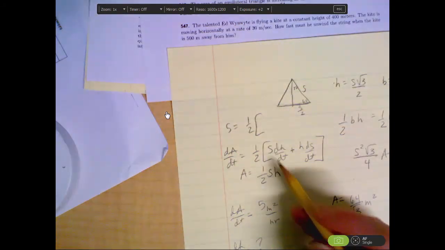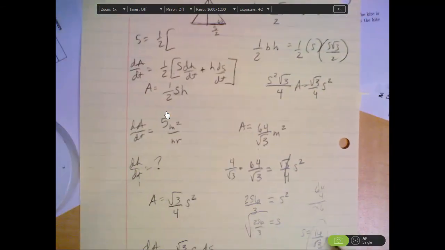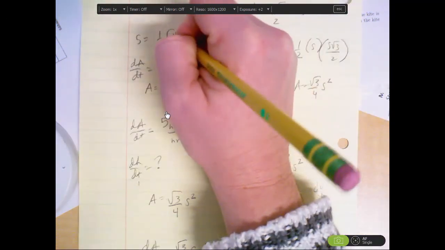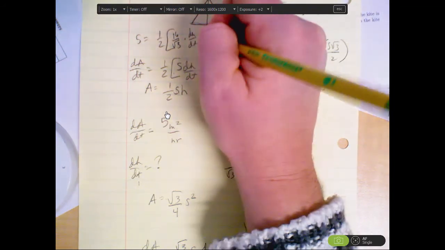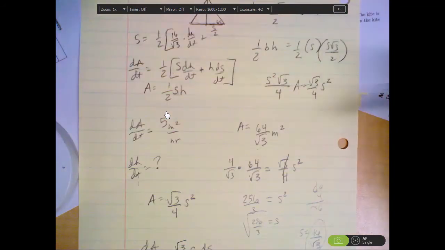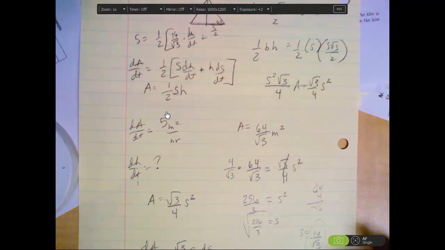1/2 times s is 16 over root 3. Remember, that's what we found s to be. dH dt is what we're solving for. Plus h, well, we have to find the h. If the side is 16 over root 3, oh boy, I need a new piece of paper. I hope you're finding this fun, because I am, but you're probably like, oh my god, if it's taking you this long, imagine how long it's going to take me. Get over it. Okay.